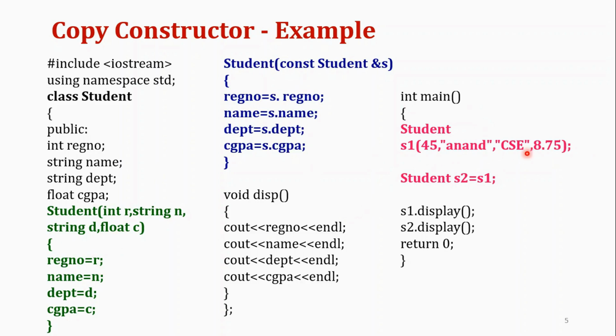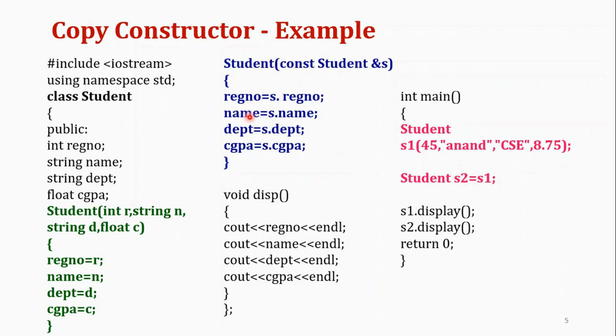Okay, and so here we are passing parameters to the parameterized constructor. So coming to this line, second object is created, S2 equal to S1. This statement automatically invokes the copy constructor, which means S1 object is actually given to S, right? So ampersand of S is the reference. So S1 is given to S. So S1 register number, S1 name, S1 department, and S1 CGPA will be given to the calling object S2.